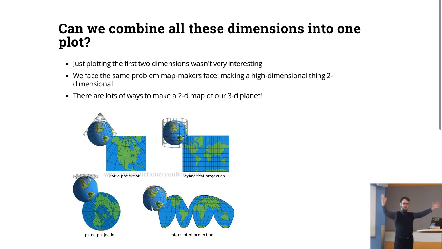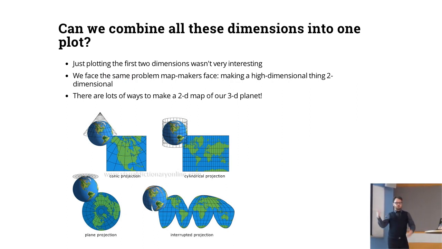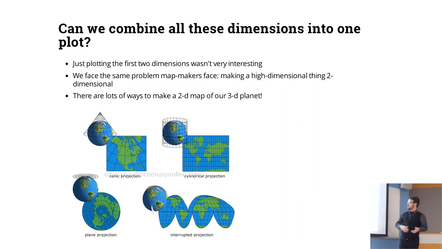But we combine all of these dimensions into one big plot. Turns out that this problem that we have is basically the same as any basic map maker. A map maker has a 3D sphere and he wants to make a 2D projection of it. And so there's a whole bunch of different ways to make a globe into a flat thing. We want to make a 100-dimensional space into a flat thing.